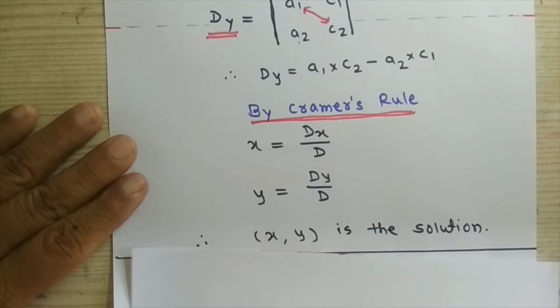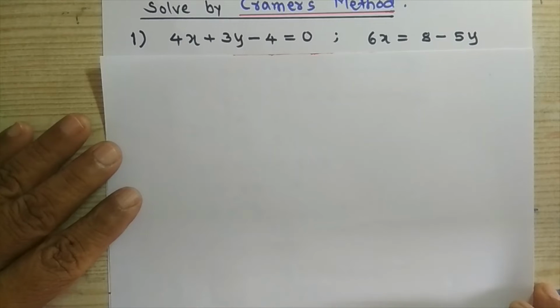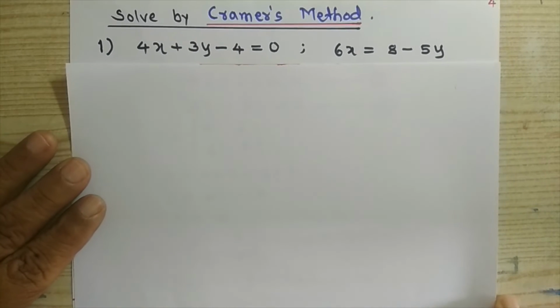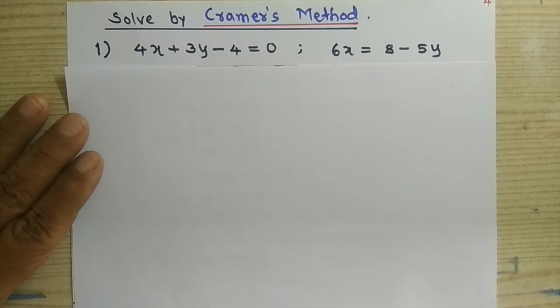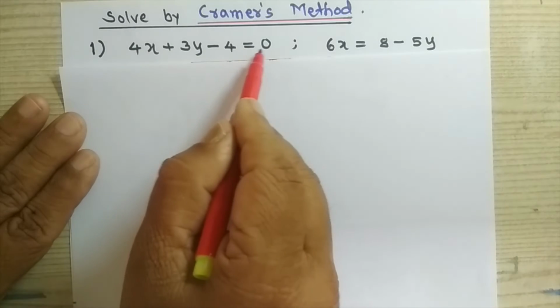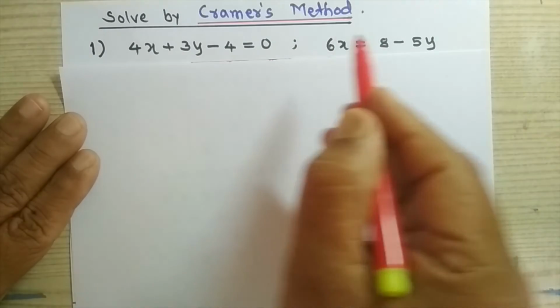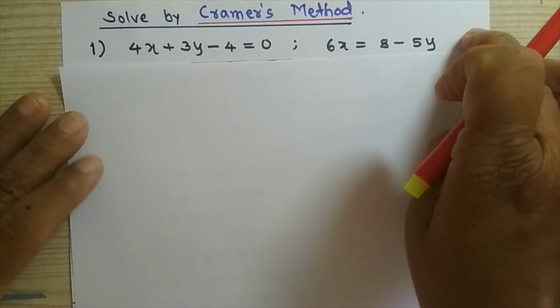Now we have to take an actual example for this one. See here, solve by Cramer's rule or determinant method: 4x plus 3y minus 4 is equal to 0, and another equation 6x is equal to 8 minus 5y.